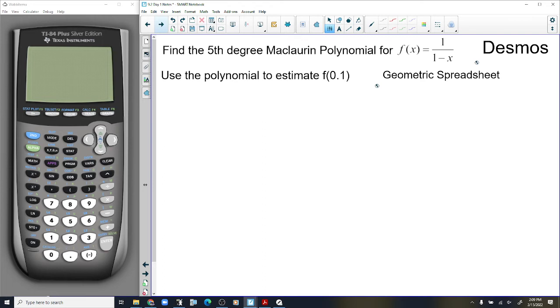Find the fifth degree Maclaurin polynomial for this one. Use the polynomial to estimate f of 0.1. All right. f of 0. And since we're doing derivatives, we should probably write it like this. But when I plug 0 in, 1 to anything is 1. So I know the value is 1. But I wrote it as a power so that we could just use the power rule when we do derivatives. All right, find the next couple derivatives. I'll bet you get it wrong.